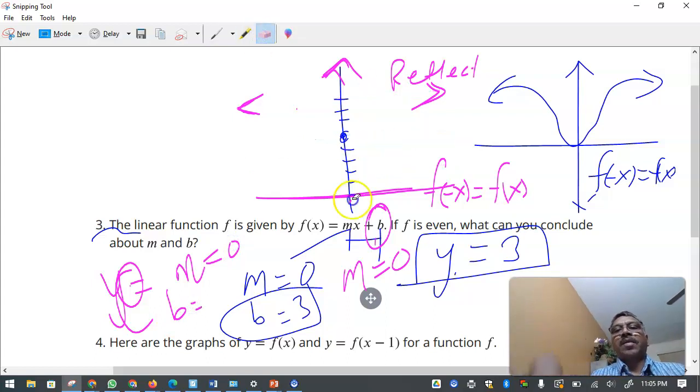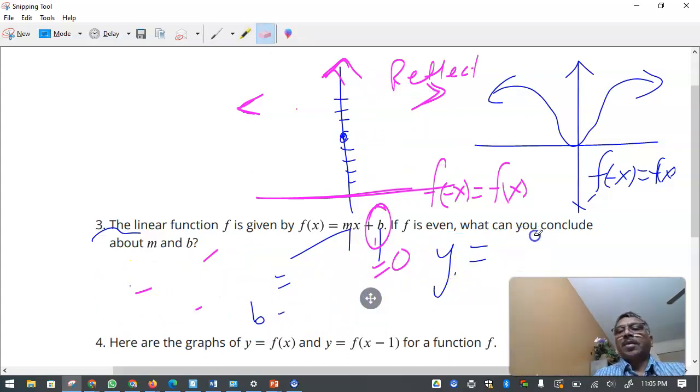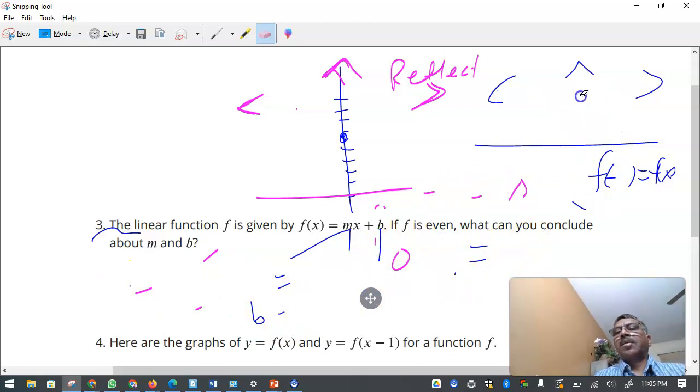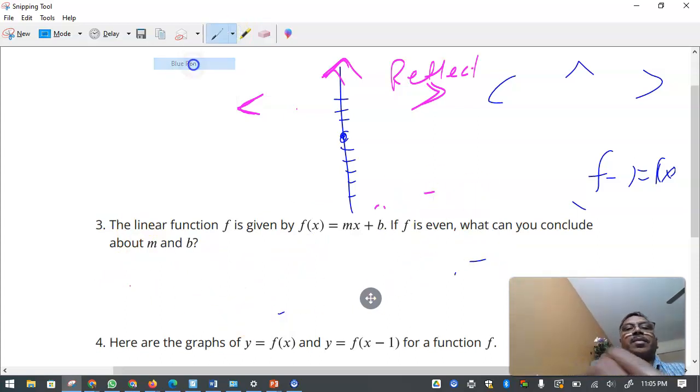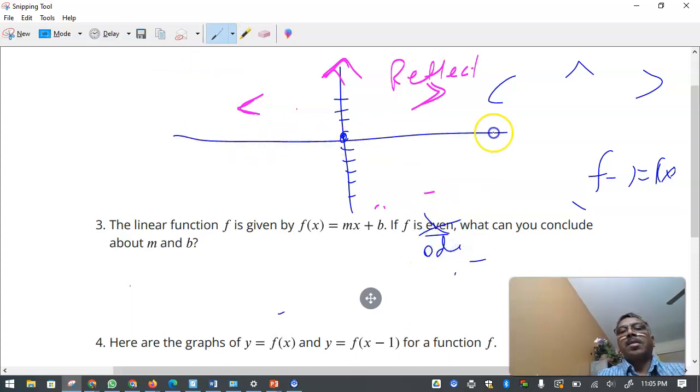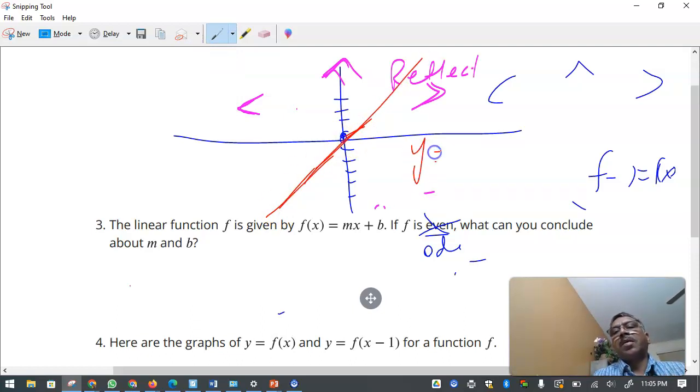Now in this example, what if they had asked what should m and b be so that it is an odd function? They gave even, but what if this was odd? The line that we have to use will be this one, like y equals minus x plus 0.